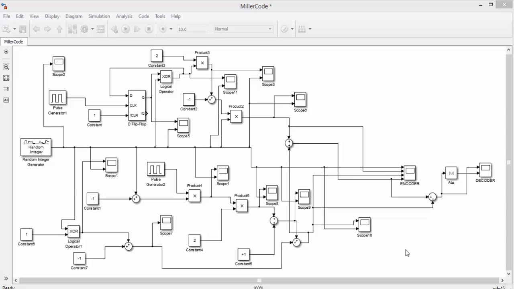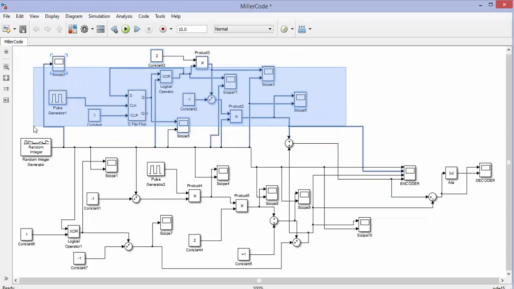Hello. Today we work on Miller code using MATLAB simulation. What is Miller code? Miller code is a one full width and bipolar. It's 1, minus 1, 1, minus 1. And the 0 is a half width between minus 1 and 1, return to 0.